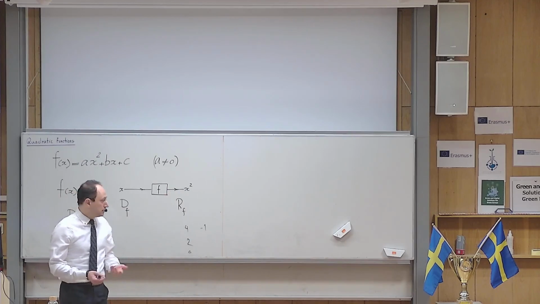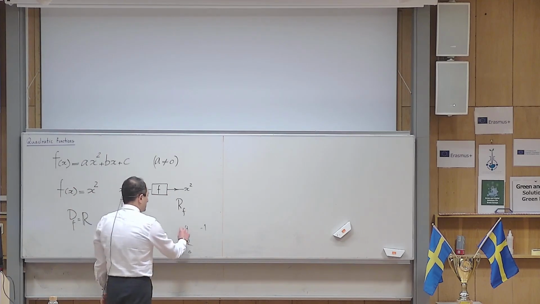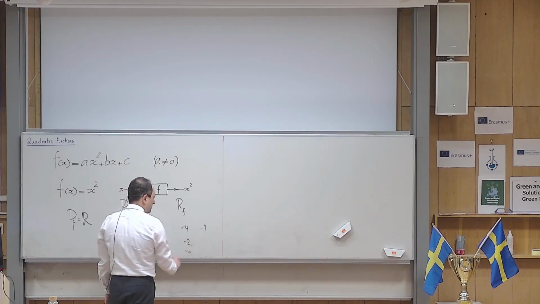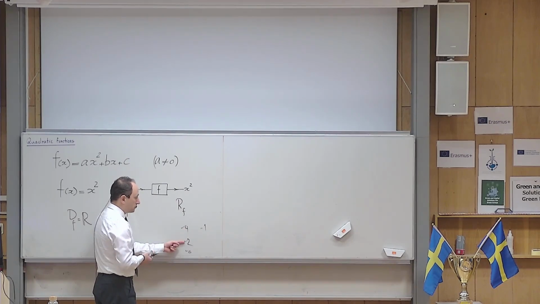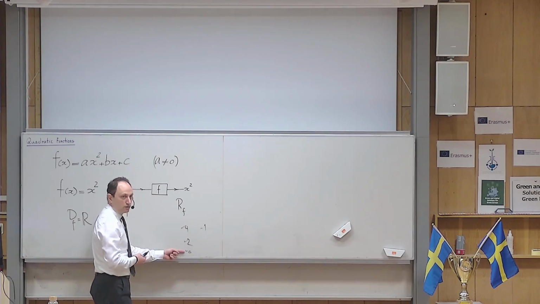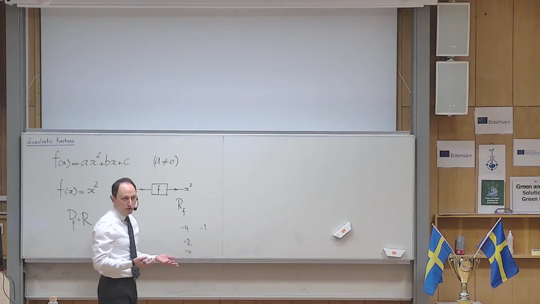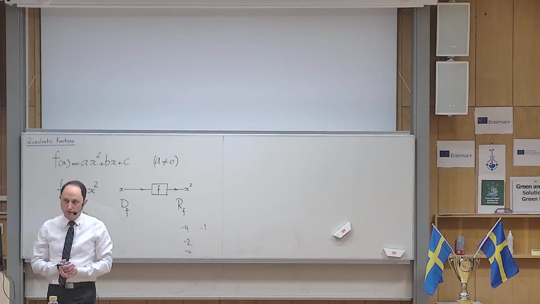So I immediately understand that this is in the range, this is in the range, this is in the range. This is generated for 2 inputs, 2 and minus 2. This is generated for 2 inputs, minus square root of 2 and plus the square root of 2. This is generated only for one single value, and that is 0, but this cannot be generated at all. So minus 1 is not in the range.